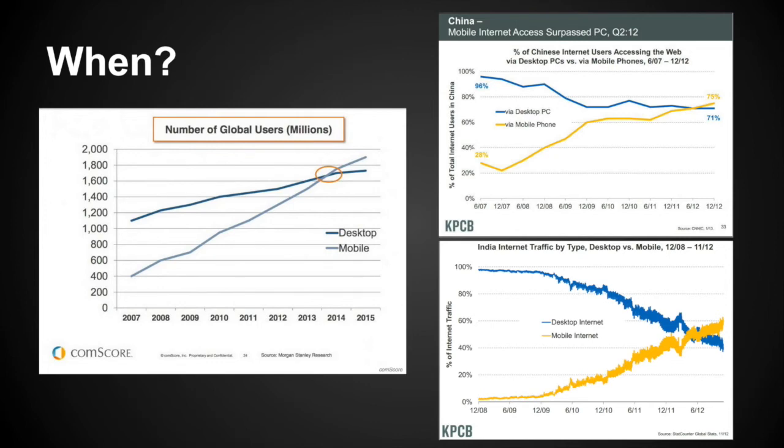According to a study conducted by Morgan Stanley Research, the number of mobile users is expected to overtake the number of desktop users by the end of 2014. Additionally, internet traffic over a mobile device has already overtaken traffic on a desktop device in India and China, the two most populous countries in the world. This means that if you aren't already providing an enjoyable user experience for consumers using a mobile device, your bottom line is most likely being affected already.